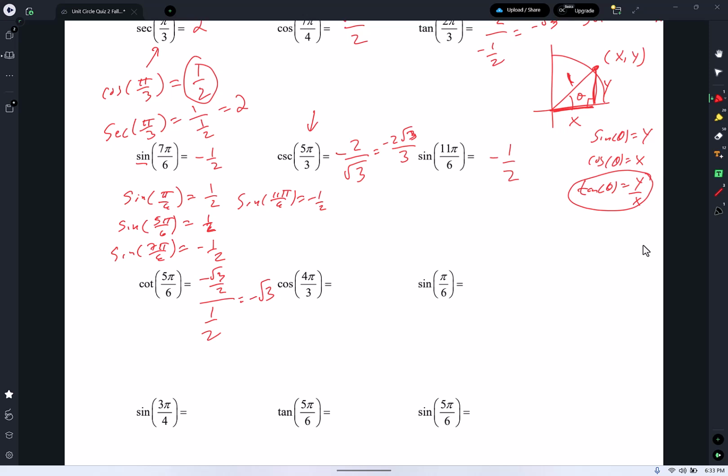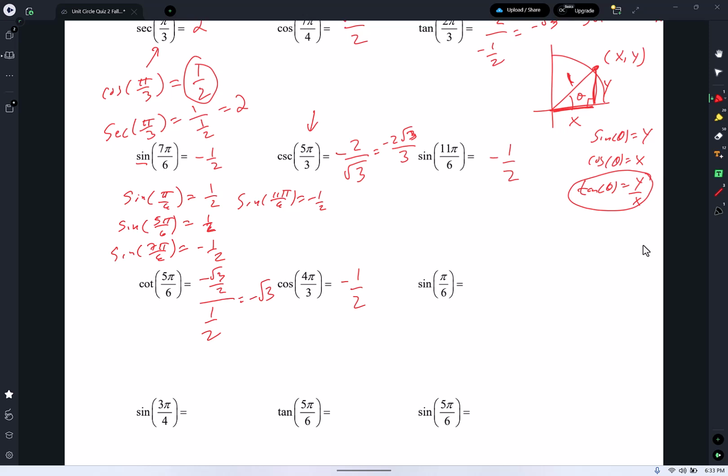Cosine of 4 pi over 3. So 4 pi over 3 is in quadrant 3 because I see that this is a 4, it's 1 more than 3. Of course, it's 4 pi over 3. So I think, oh, that must be a negative 1/2. Because all the pi over 3s are going to be a half for cosine, you just got to think whether it's positive or negative.